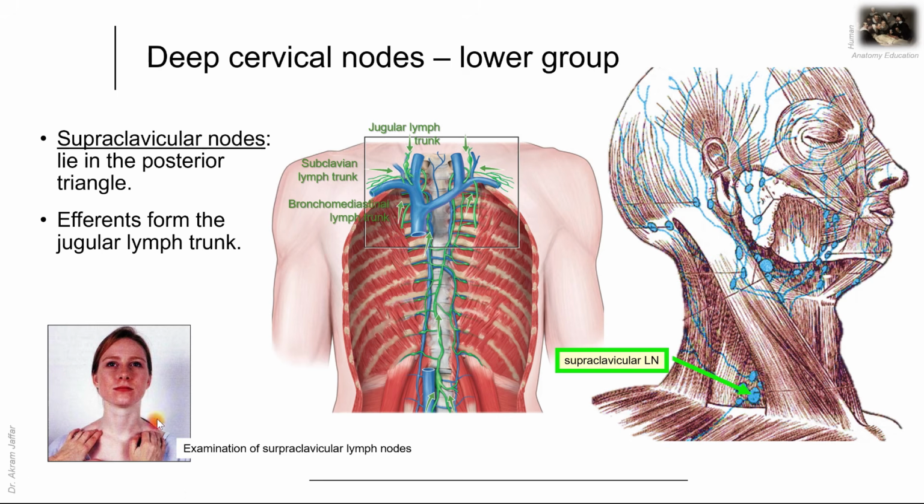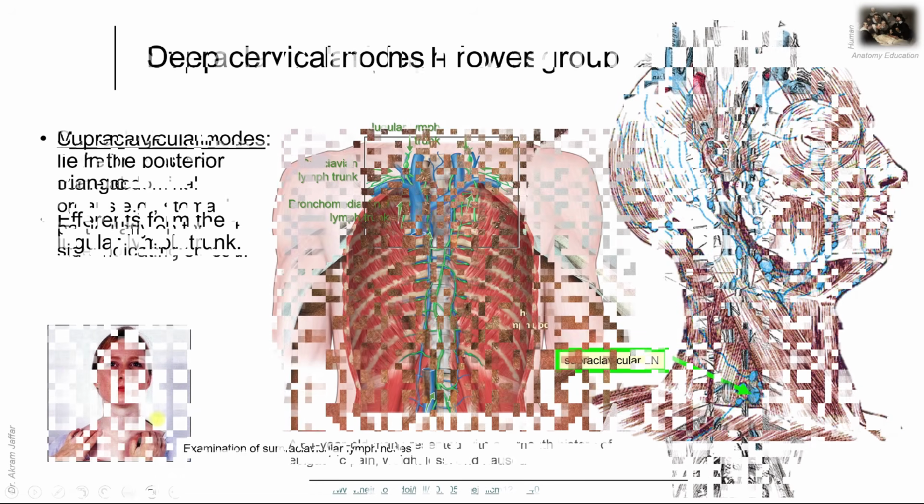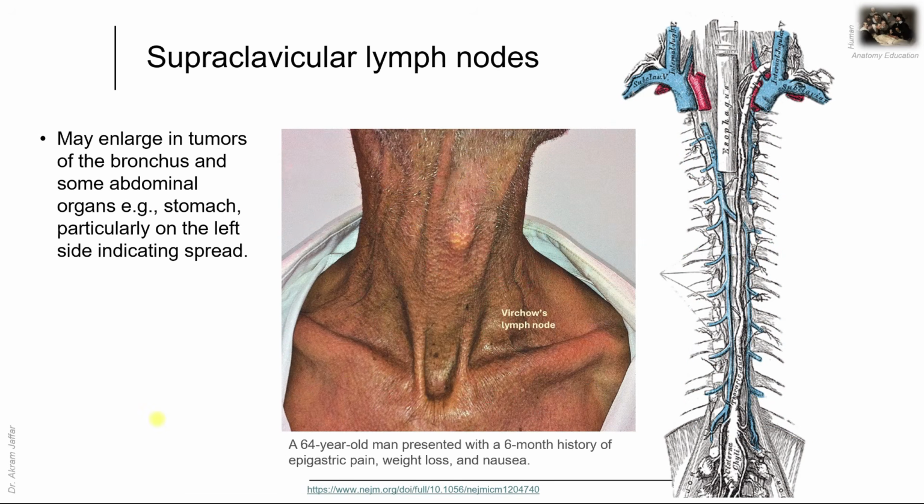Supraclavicular lymph nodes are actually very important. This is to show you here how the supraclavicular lymph nodes are examined. The reason for their clinical importance is that they may enlarge in tumors that are located in the lung and some abdominal organs, for example, the stomach. So they might not only be enlarged because of a problem in the head and neck, which is the region that they naturally drain, but they might also be enlarged if there is a metastasis from a thoracic organ or an abdominal organ, especially on the left side.